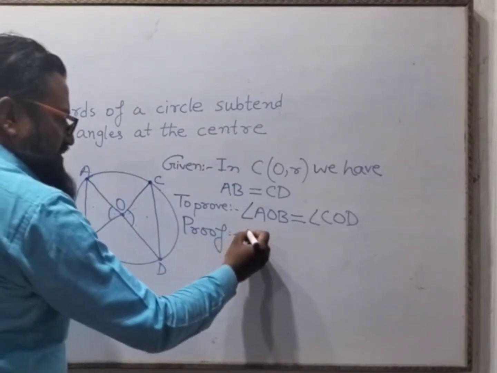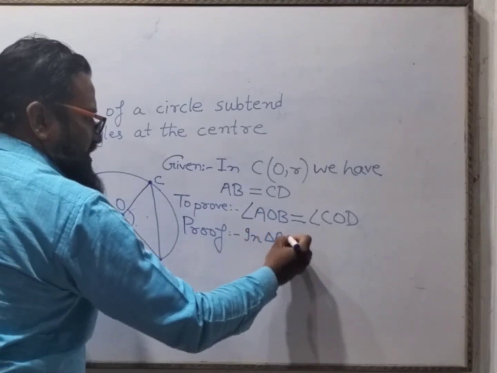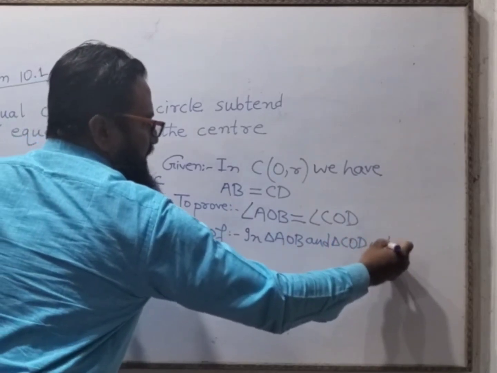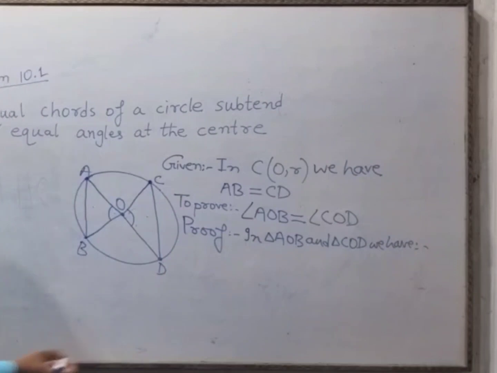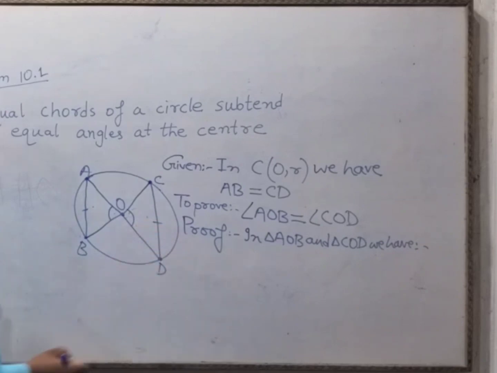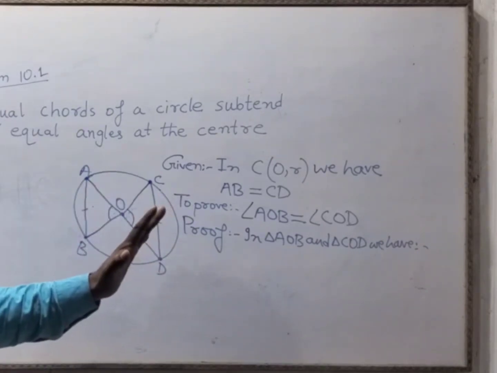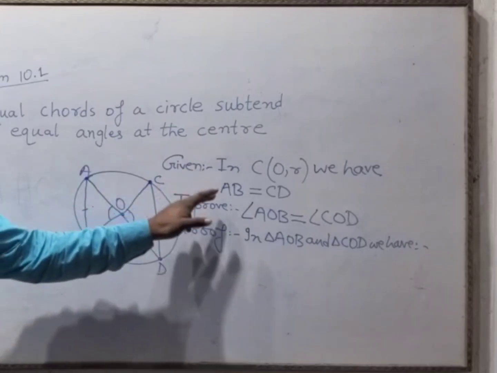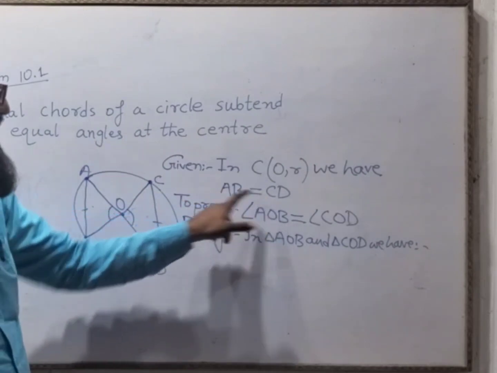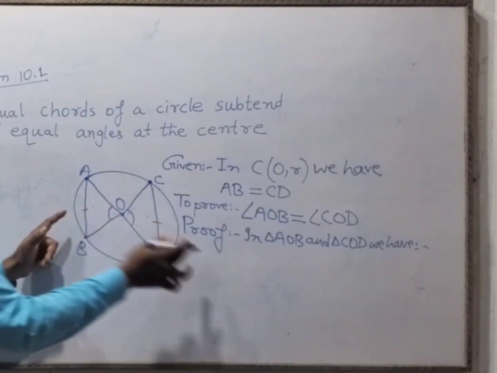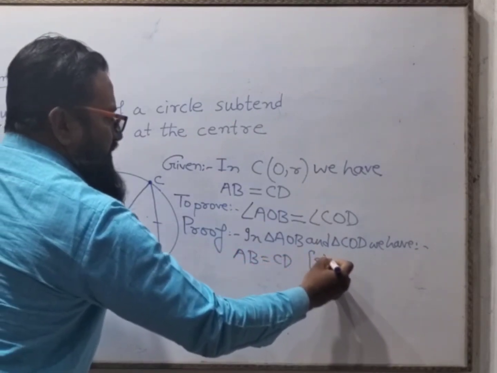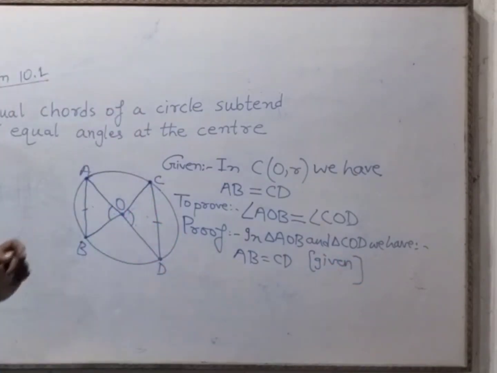Here we can write in triangle AOB and triangle COD, what do we have? What can we say? This line segment is equal to this line segment. I am not saying it. It is given in the question that equal chords, meaning both of these chords are equal. AB is equal to CD. So we can write here that AB equal CD. Why have you written it? Because it is given. Okay.